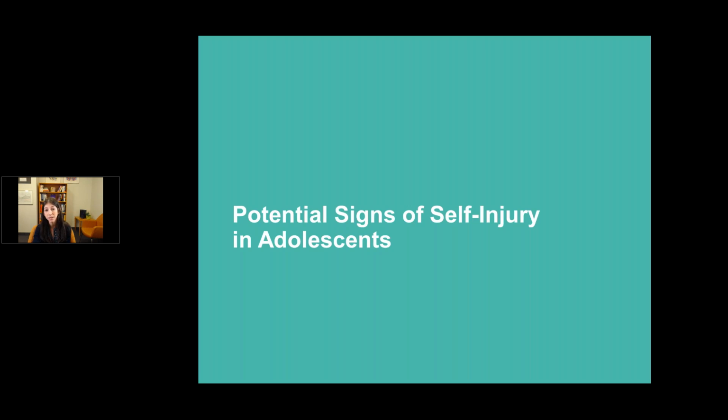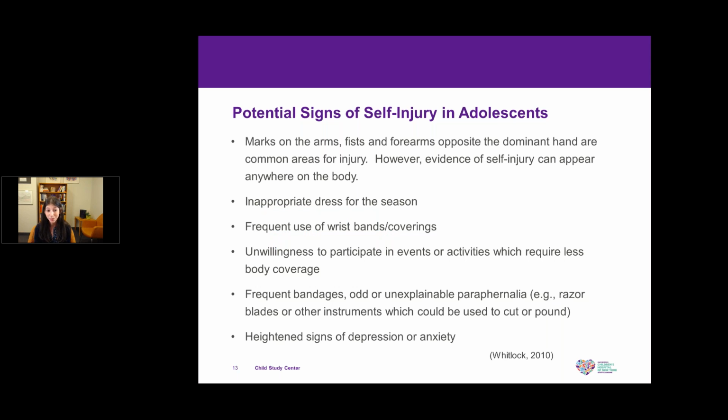So now I'm going to review some potential signs of self-injury in adolescents. The first may seem obvious, but any marks on the arms, fists, or forearms opposite the dominant hand are common areas for self-injury. Again, however, remember from some of the previous information, evidence of self-injury can appear anywhere on the body. Inappropriate dress for the season. So if there is an adolescent who is wearing long sleeves and pants during the summer when everyone else is in shorts and t-shirts, that might be cause for alarm.